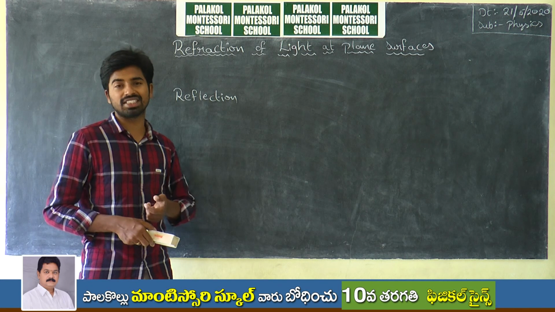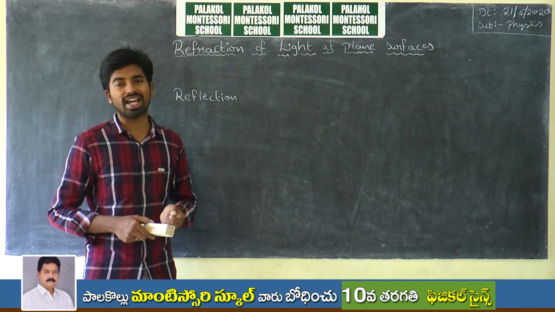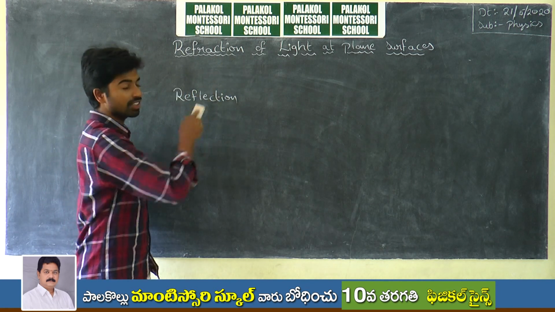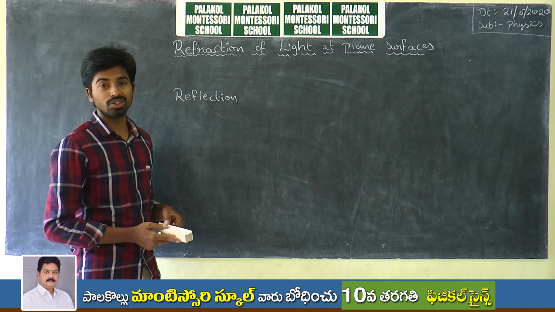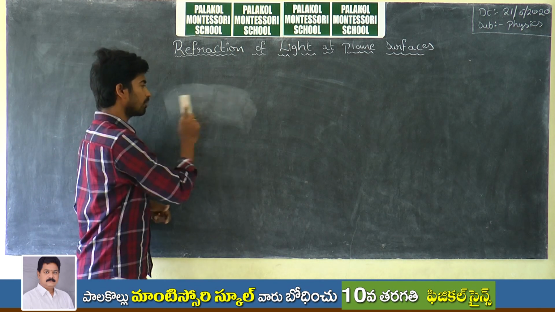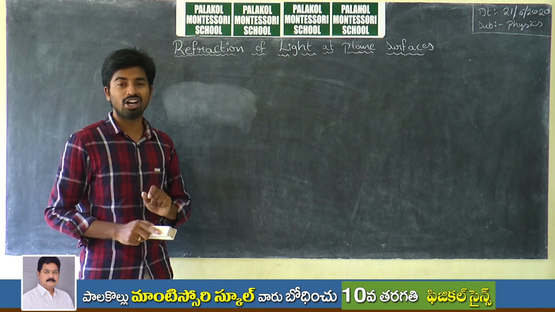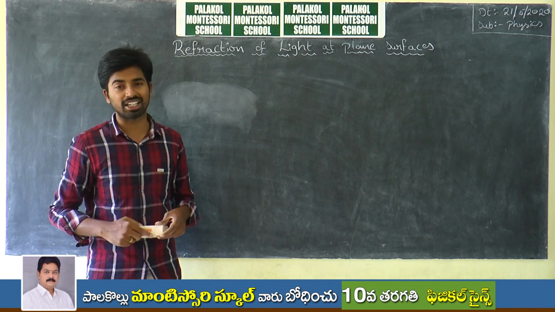What is meant by reflection? When light is incident on any object, it bounces back into the same medium. That is reflection. Now we are dealing with a new phenomenon of light, that is refraction. How will this refraction of light occur? How will we encounter the situation of refraction in our daily life?